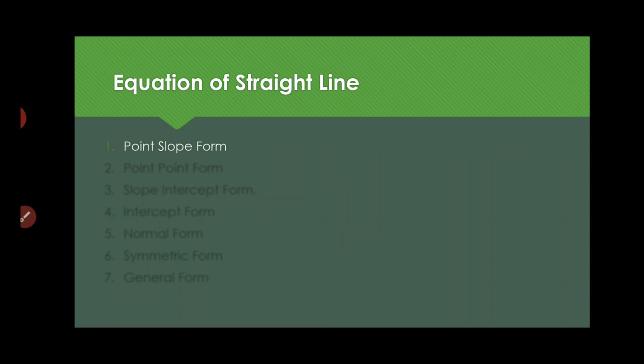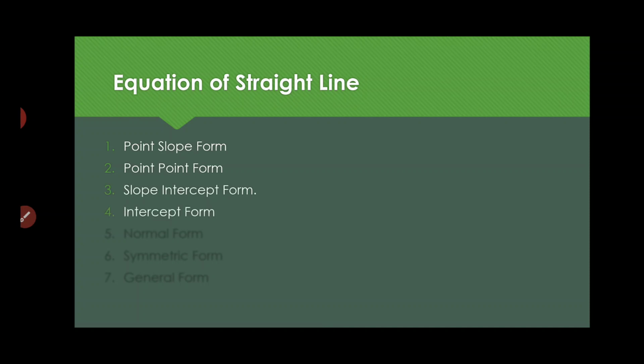The first one is point slope form, which we have already studied. The next is two-point form, which is also something we know. Slope intercept form is also something we know, and it is one of the most common forms of a straight line. Then we have intercept form, normal form, symmetric form, and finally the general form. In today's class we won't be discussing all the different forms. We are going to limit our discussion to the first 4, that is till intercept form, and in our next class we will be taking up the other 3.